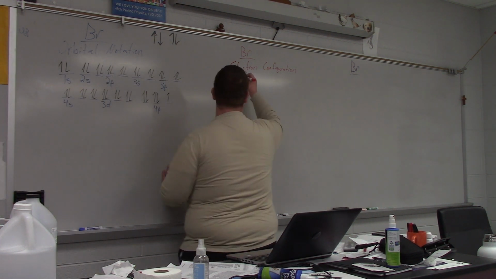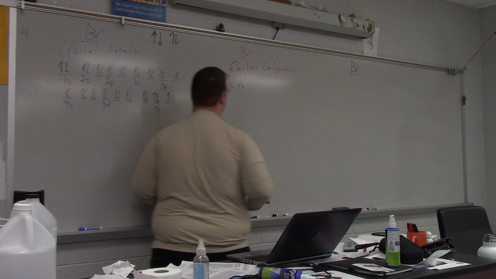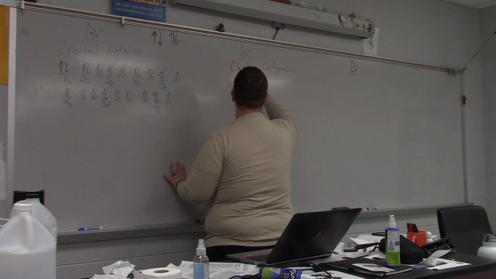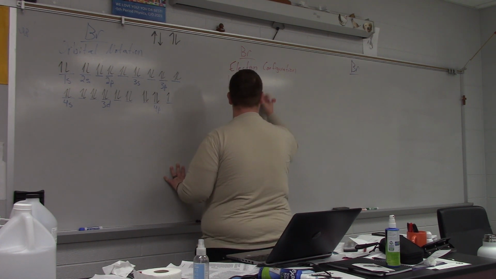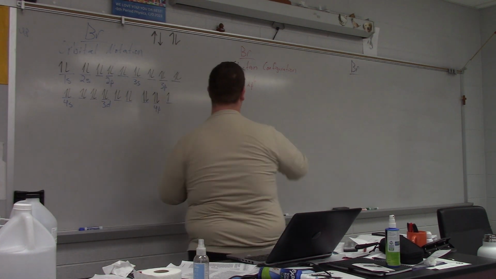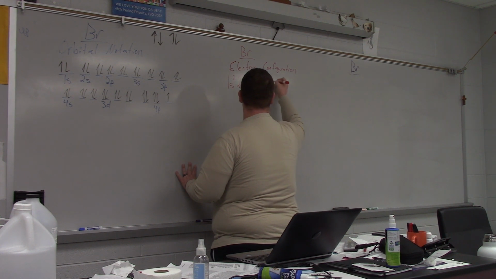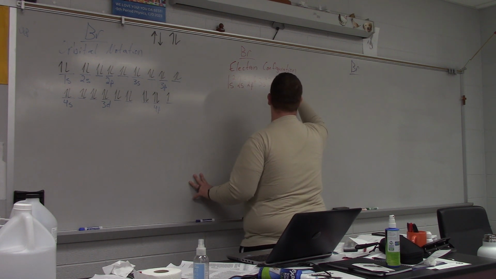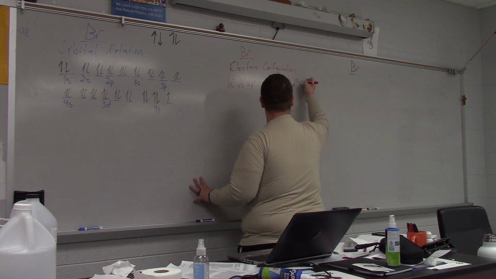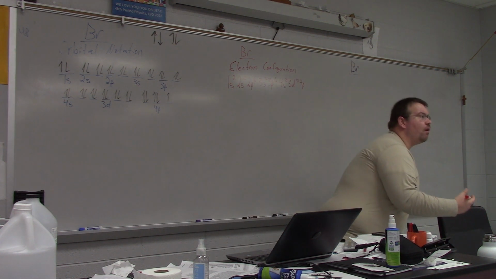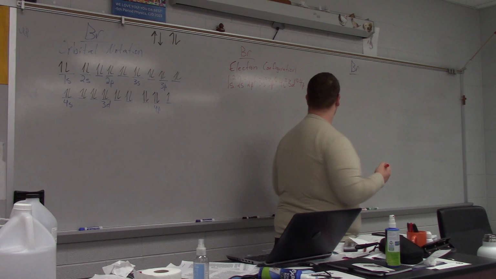So then we go 2s2. After that, we go 2p6, because there's six electrons in there. Then we go 3s2, 3p6, 4s2, 3d10, 4p. How far into the P block were we in the fourth row? Five. 4p5.